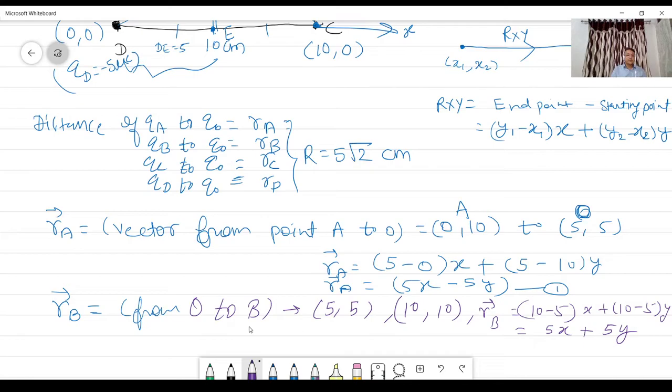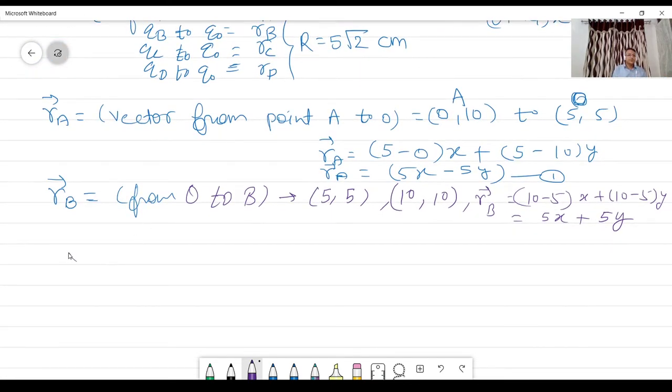Similarly, if I use the same approach for RC also, I can find this RC vector by the endpoint and starting point approach. Here the endpoint is the point O, which is 5 comma 5, and the starting point is the point C itself, because it is from C to O. So it is the C to O direction, and this will be 10 comma 0, going towards 5 comma 5.